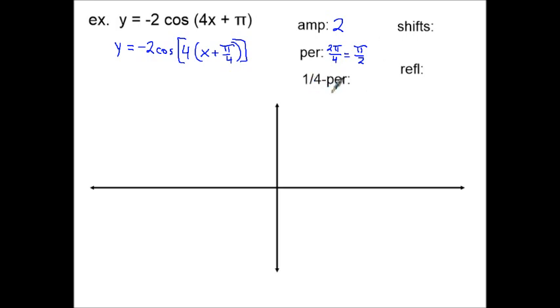Okay, which then takes me to a quarter period, dividing this by 4 again. 4 in this case because of the quarter period, not because of the 4 that was right there. Pi over 2 divided by 4 is going to give me pi over 8. And pi over 8 is my little chunks as I move horizontally away from my starting point. Okay, my shifts, I don't have any vertical this time, but I certainly have a shift horizontal. In this case, it's going to be left pi over 4.